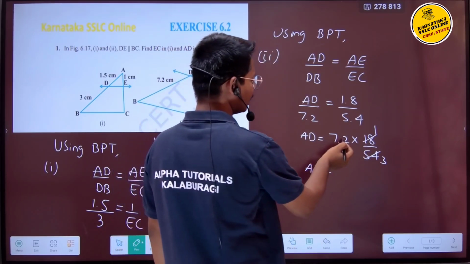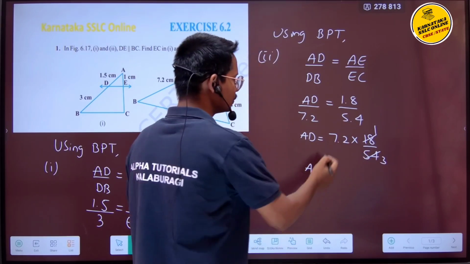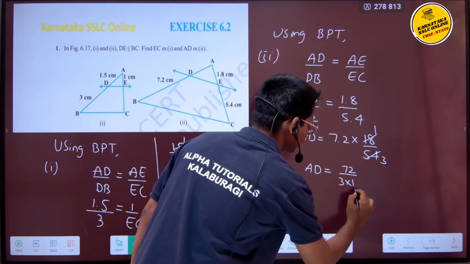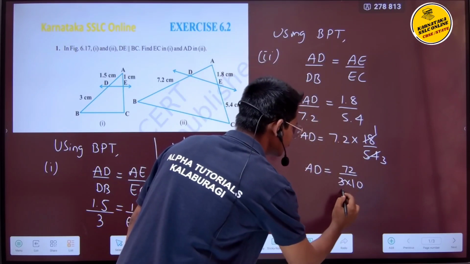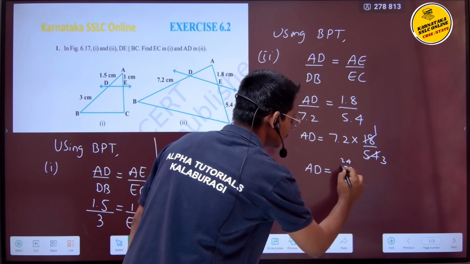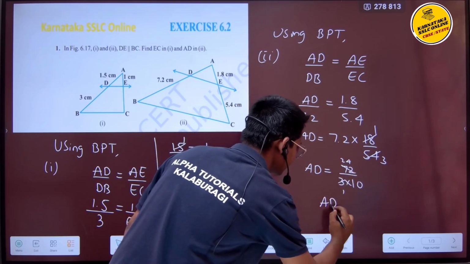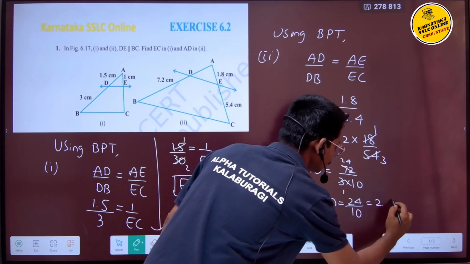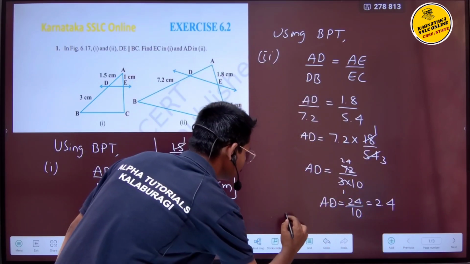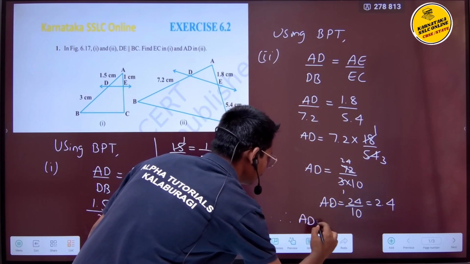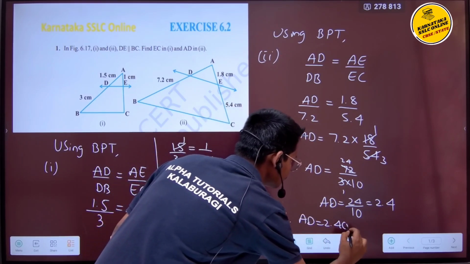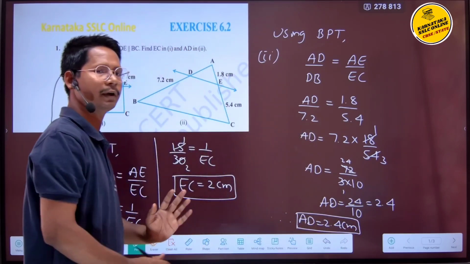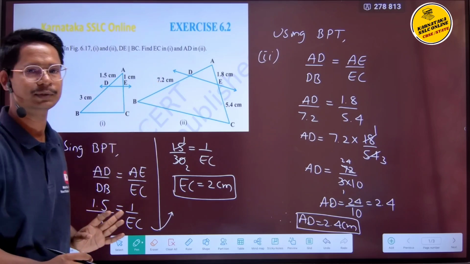Otherwise, I'll multiply both numbers with 10. So 7.2 becomes 72 and 3 becomes 3 into 10. Now 3 times 1, 3 times 2, 3 times 4, you'll get 24. So AD equal to 24 divided by 10, nothing but 2.4. So therefore AD is going to be 2.4 centimeter. This is how you can find an unknown by using a BPT.